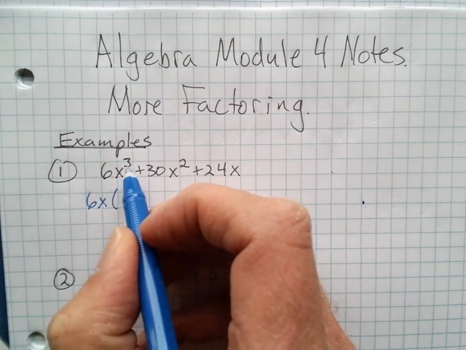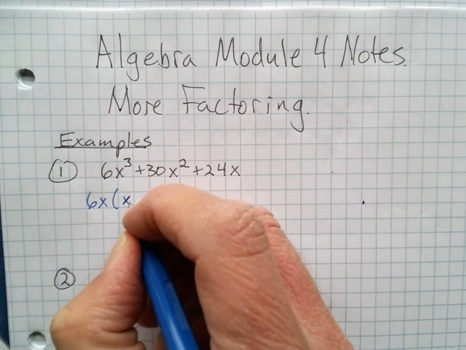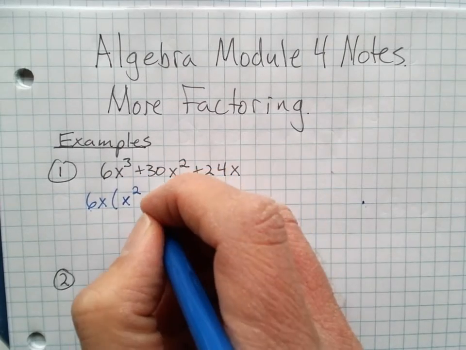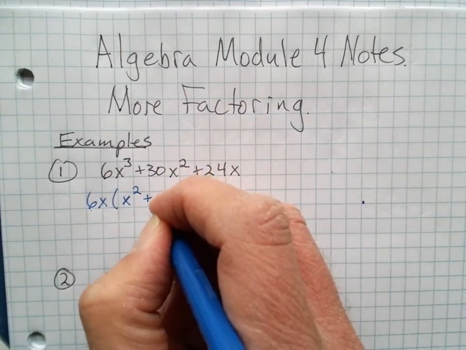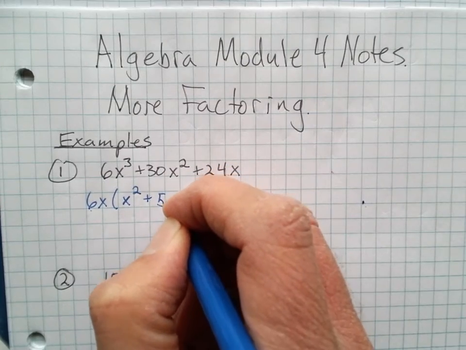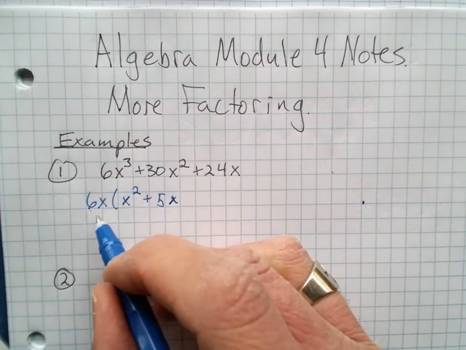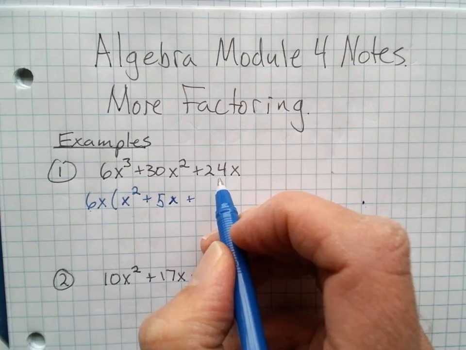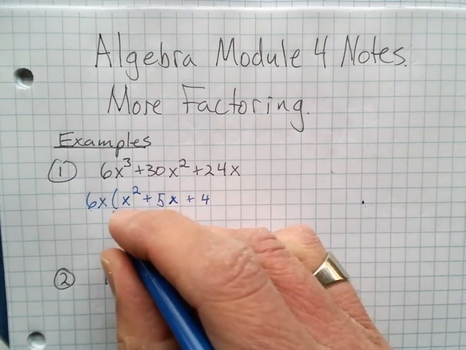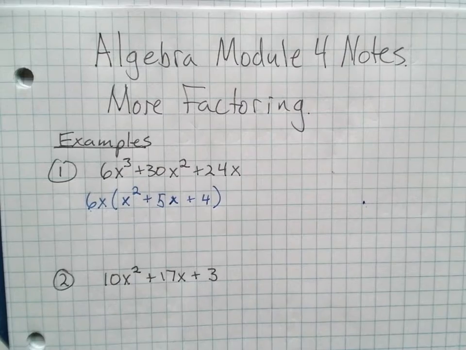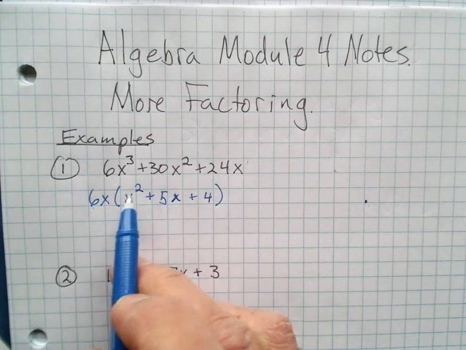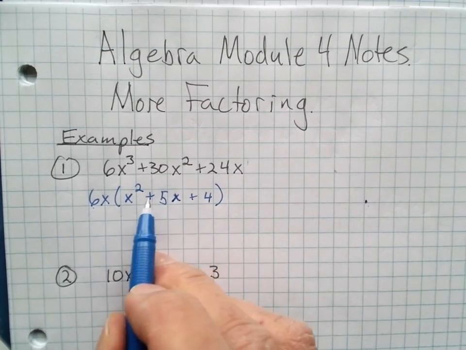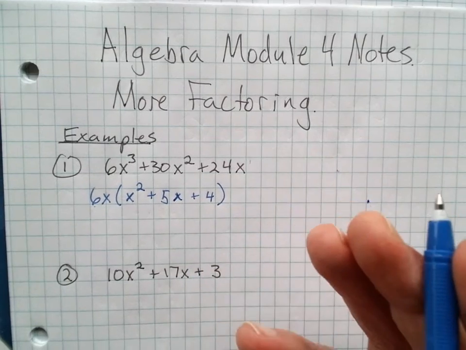If I divide out a 6x from 6x cubed, it's going to leave me with x squared, right? 6x times x squared is 6x cubed. Now, if I divide 30 by 6, that's 5. If I divide out an x from x squared, that leaves me with an x, right? Because 6x times 5x is 30x squared. And then I look at the 24x. 24 divided by 6 is 4, and when I divide out an x, it's just going to leave me with 4. So I factored out something that they all shared, the 6x, which now leaves us with this trinomial, right? We can factor that. That's what we did last week.